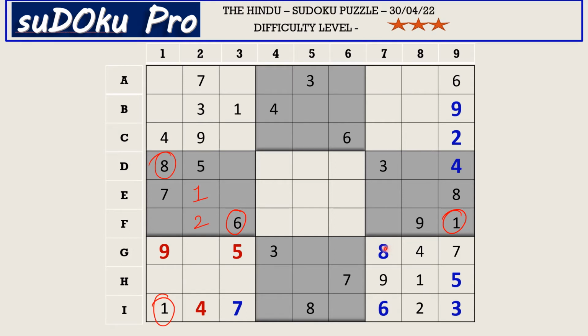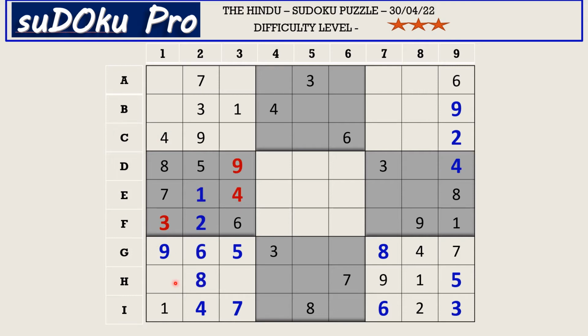There is a 8 blocking from here. So G2 takes 6 and H2 takes 8. Now in this block there are 3 empty cells and the missing numbers are 3, 4 and 9. You have 4 and 9 blocking this cell. So F1 takes 3. So 4 and 9 goes in these two cells. There is a 4 blocking from here. So D3 takes 9 and E3 takes 4.